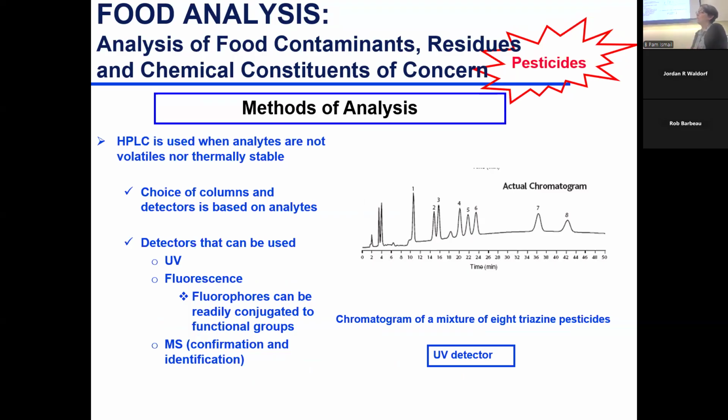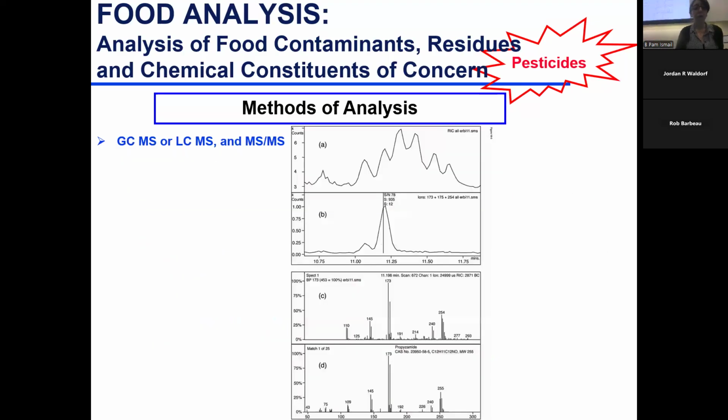Okay, so the HPLC method is for the polar compounds that are not volatile and not thermally stable, and there are a lot of new pesticides that are like that. The columns depend on what we know about the chemical characteristics of these compounds. And again, we can use UV detection, fluorescence, but a lot of the time it's mass spec.